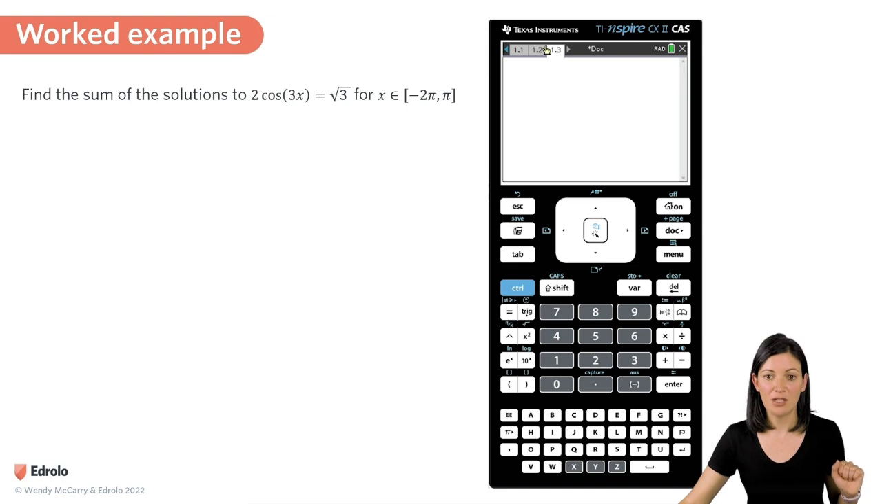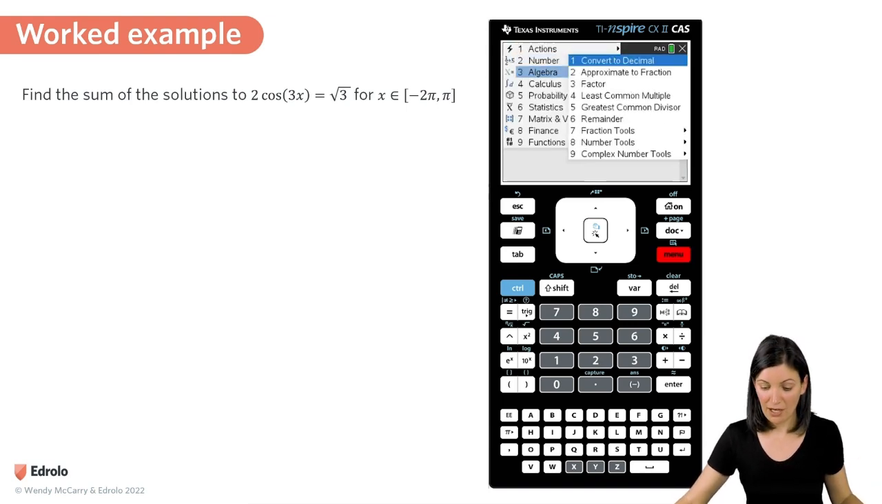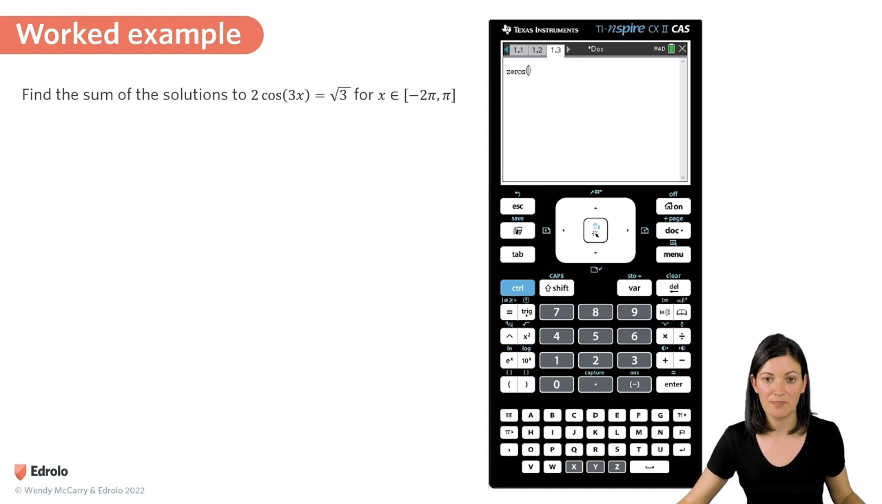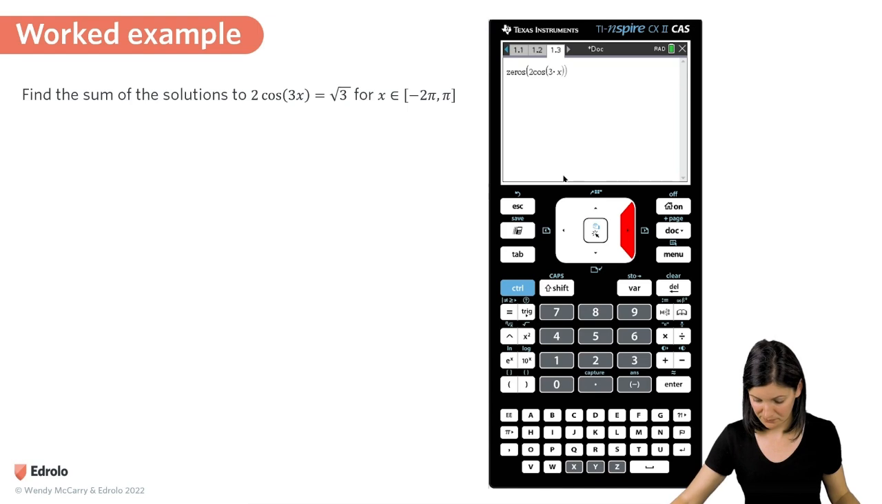So if we go into the menu, and then we go to algebra, we can see this zeros function. Okay, so now I'm going to write in my equation. So it was 2 cos of 3x. Now remember to use the multiplication sign here, 3 times x. And now I'm going to say minus root 3. Okay, and I'm solving that for x, so I'm still going to put in my comma x.